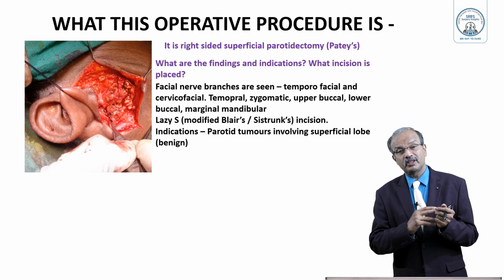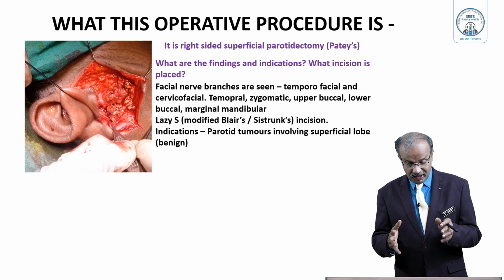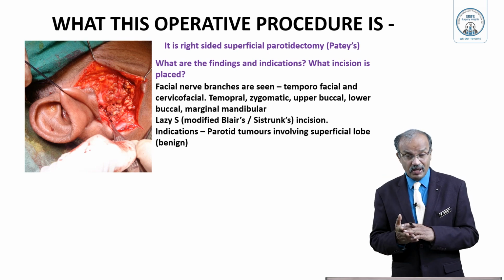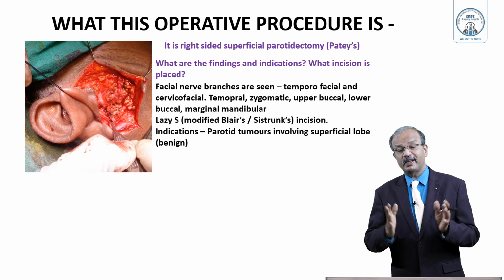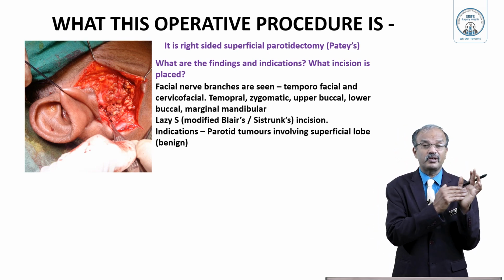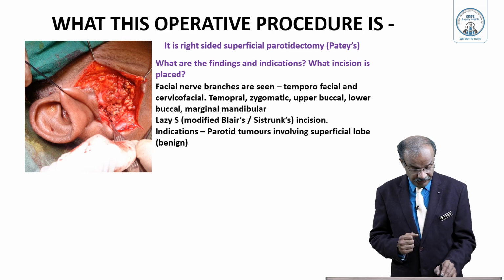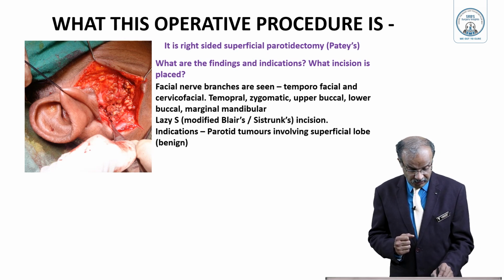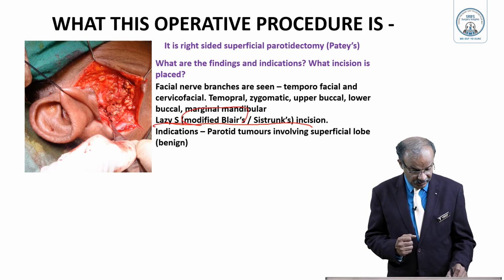Another Patey's operation is modified radical mastectomy in breast surgery, MRM. This is another Patey's operation, superficial parotidectomy, and the faciovenous plane of Patey is the plane where superficial and deep lobes are segregated. Deep to that is the deep lobe, only 20%. The main component of the parotid is in the superficial lobe, that is 80%. So a lazy S incision is the one used here. Remember, there is an MCQ question: Sistrunk's incision, modified Blair's incision, or lazy S, like this lazy S incision.